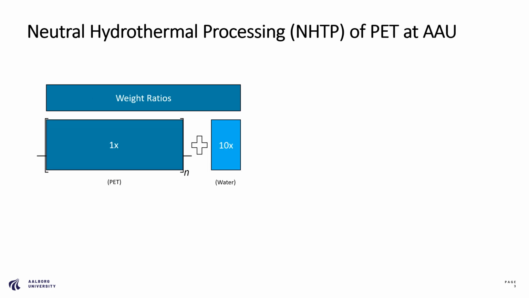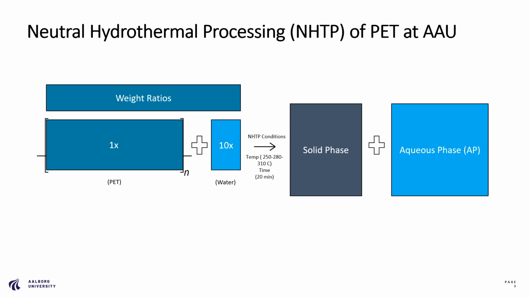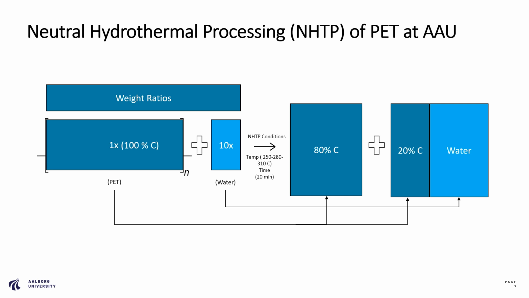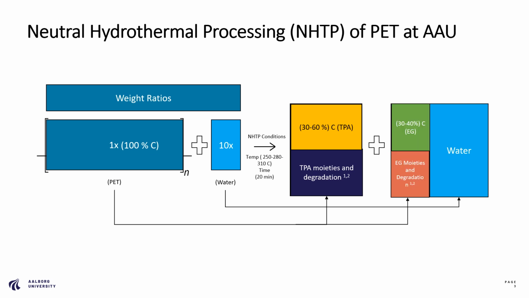In reality, when we conduct the reaction in our lab under NHTP conditions at 250, 280, and 310 degrees Celsius, the carbon from PET gets distributed into solid and aqueous products. About 80% of the carbon ends up in the solids, while 20% is in the aqueous phase. Of the carbon in the solid phase, 30 to 60% is in the form of TPA, with the remainder being TPA moieties and degradation products. Similarly, in the aqueous phase, 30 to 40% of the carbon is in the form of EG, with the rest being EG moieties and degradation products.